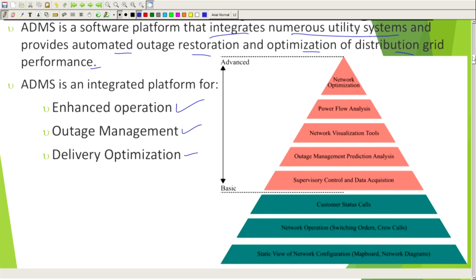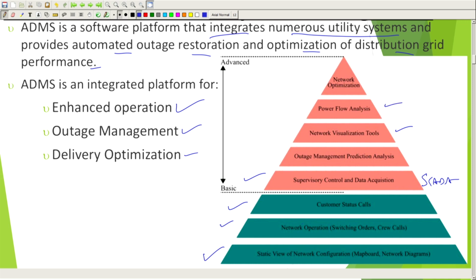This is how a typical architecture looks. It consists of basic features and advanced features. The basic features include a static view of network configuration and network operation, which includes switching orders, crew calls and others, and customer status calls. In the advanced features we have supervisory control and data acquisition, which we call SCADA, and outage management prediction analysis.